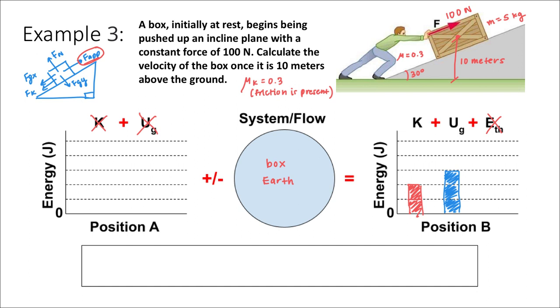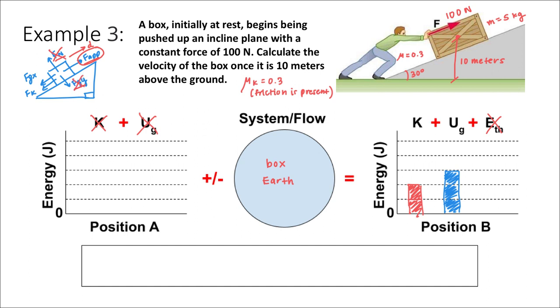The normal force and the gravitational force in the y direction, if you consider the displacement, I'll go ahead and draw my displacement vector as well. We'll say that's d, up the hill. Those are both 90 degrees to the displacement vector, so they will not contribute to any work being done on the system.